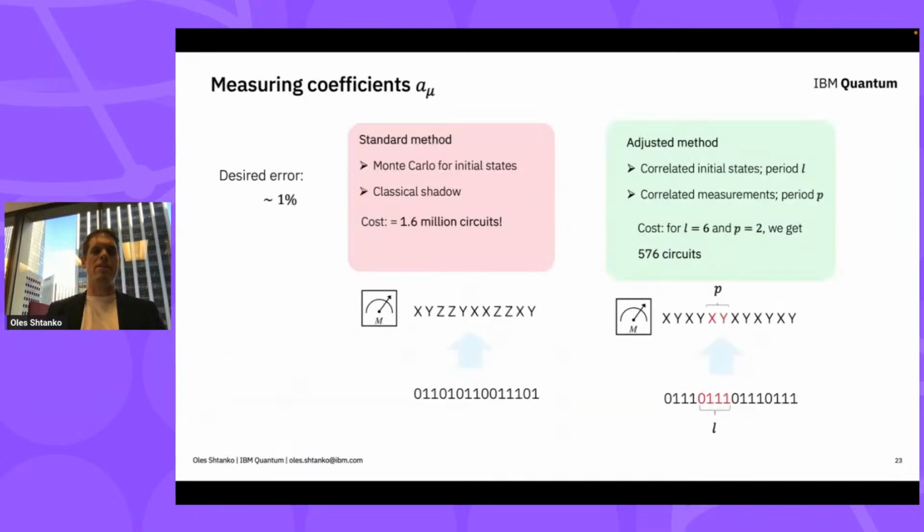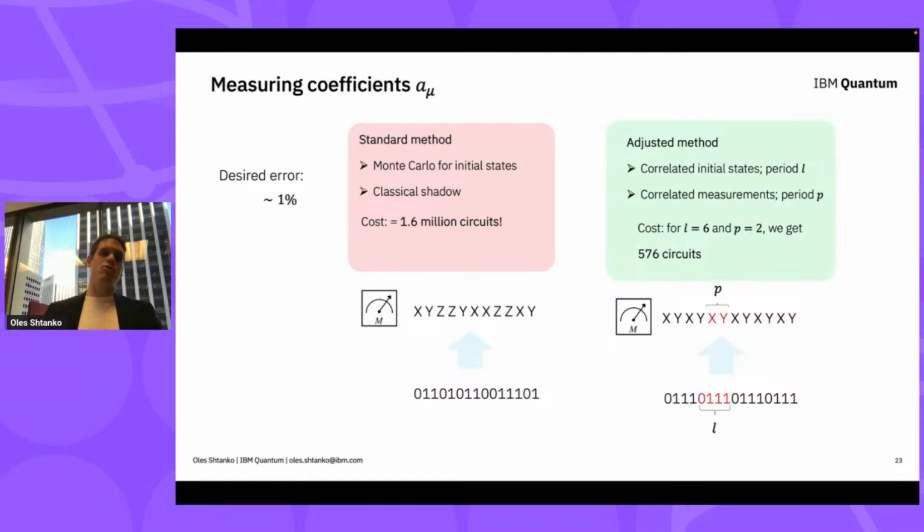However, if you try to do it naively in practice, it's a little bit hard. So if you want to achieve coefficients A mu with precision, say 1%, you can do it in a very simple way. You can sample random initial states instead of psi k, and you can measure random bit strings to determine your Pauli operators, essentially deriving what's called a classical shadow of your state. But if you compute how many circuits you need to do it for 100 qubits, you arrive at something around 1.6 million circuits, which is a lot.